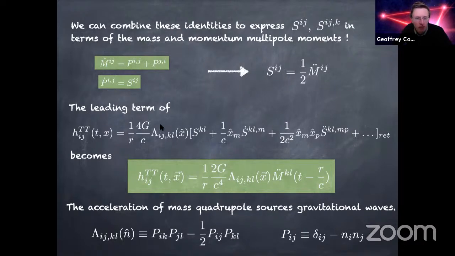So now let's go back to our expression. This is our expression, and the leading term was this S. Now we can replace the S with 1/2 the second time derivative of the mass quadrupole, and then we get this factor. That's the statement that the acceleration, which is these two time derivatives, the acceleration of the mass quadrupole, sources gravitational waves. This is a statement at leading order in the expansion in v over c. And I remind you that this is the form of the projector. So that's the final result for the linear order gravitational waves in terms of the mass quadrupole.